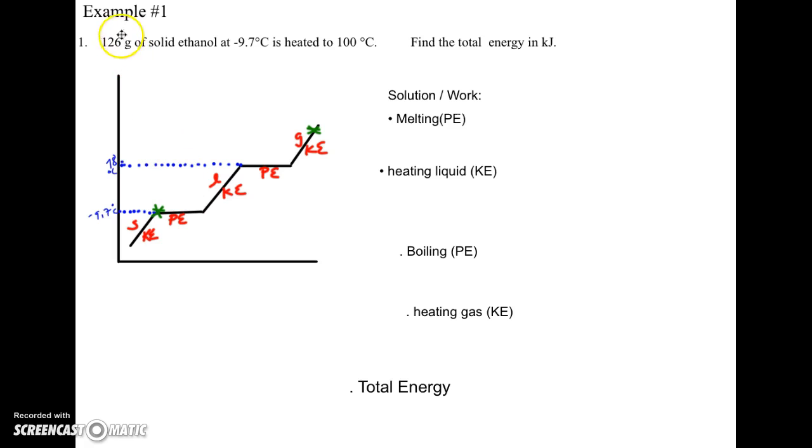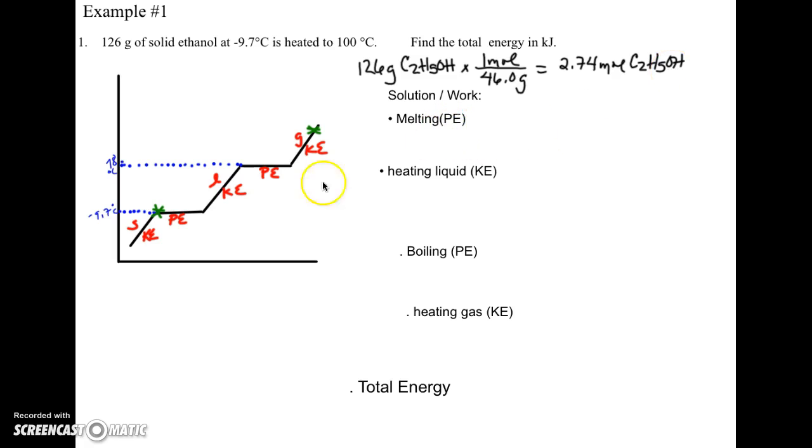You're given 126 grams of ethanol, so the first thing you should do is convert that to moles. So I'm going to show that work right up here. 126 grams of ethanol, the molar mass of ethanol is 46.01 grams, and I find out that that's 2.74 moles of ethanol. I now can start doing my potential energy work.